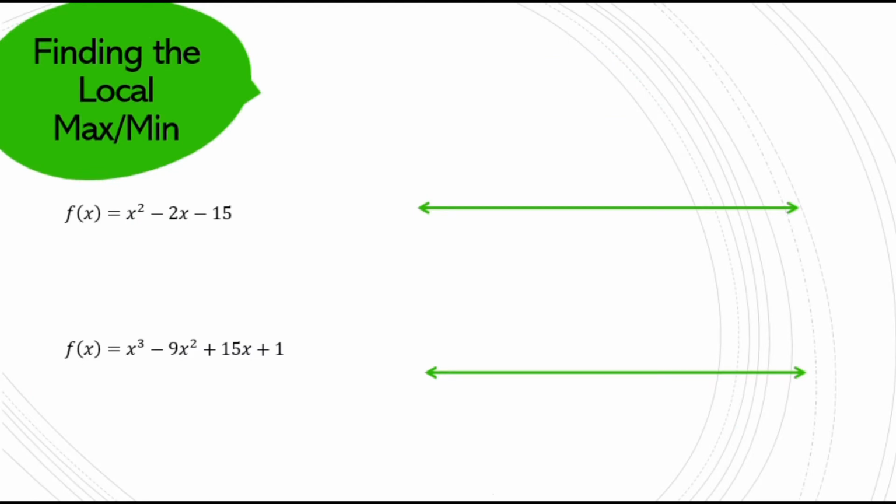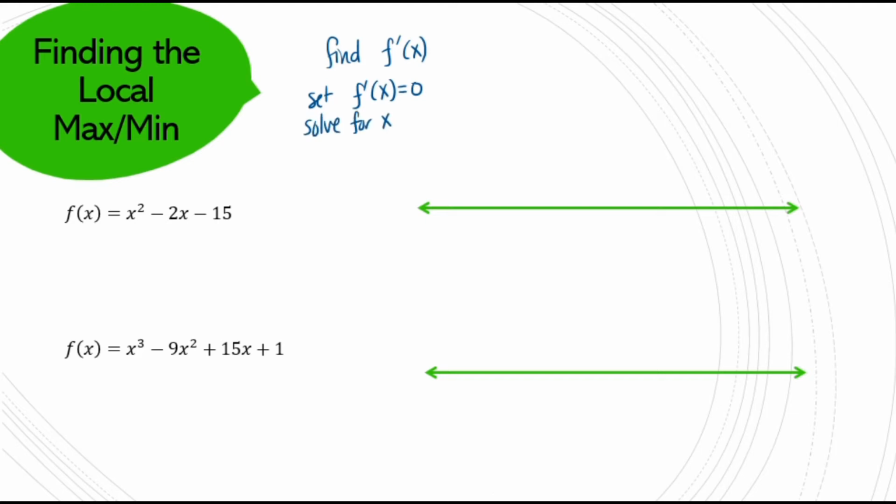So we're going to bring in those two functions we started with again, and we're going to talk about how to find their local maximums and minimums. Once again, those local maximums and minimums are the tops of the hills and the bottoms of the valleys in the area that we're looking at. Okay, so our steps will always be: find the derivative, set the derivative equal to 0, and then solve for x.